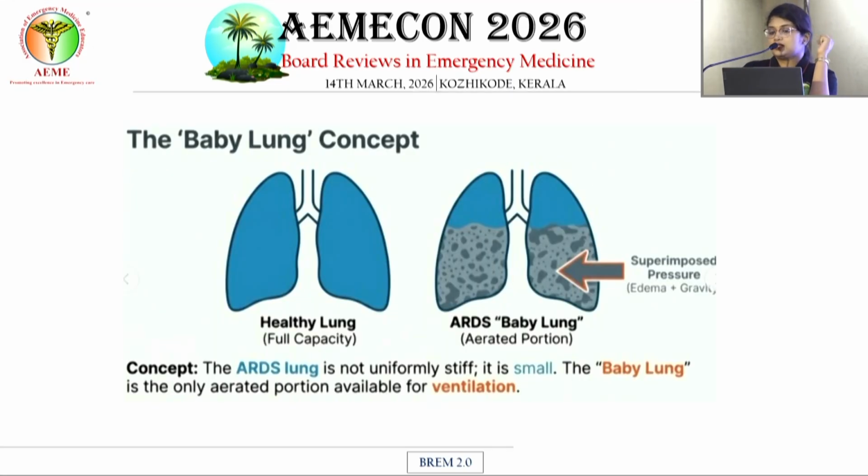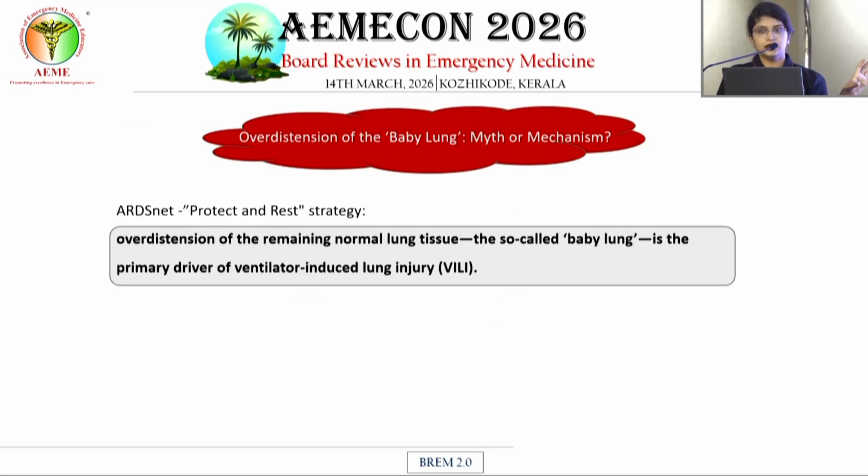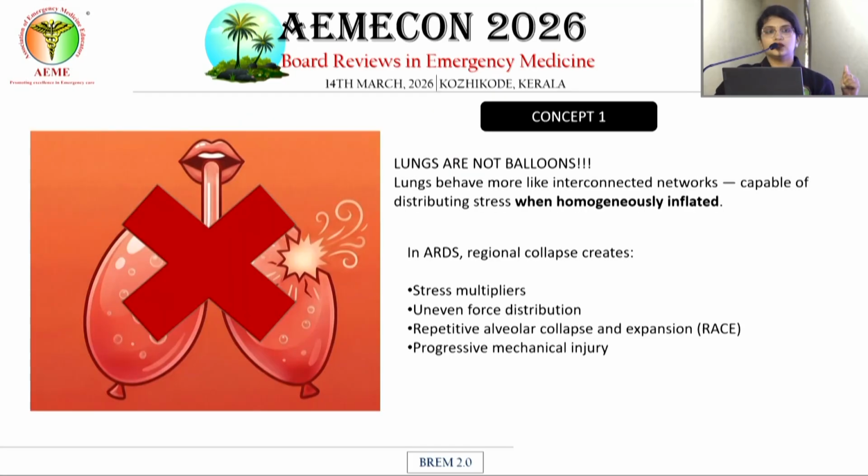So the baby lung concept. What was thought is that in ARDS patients, because of the consolidation and fluid accumulation, the only available part of the lung which could participate in ventilation was called the baby lung. So to prevent overdistension of this baby lung, the concept of overdistension causing ventilator-induced lung injury was brought into picture. But is it so? Because even after strictly following the ARDSNet protocols, the mortalities are high. So why is it happening? So for that, we should know a few concepts.